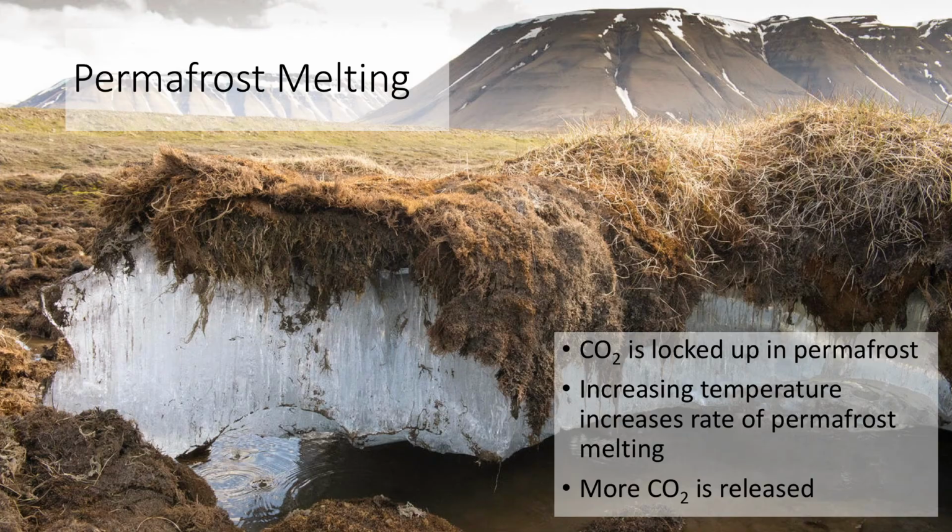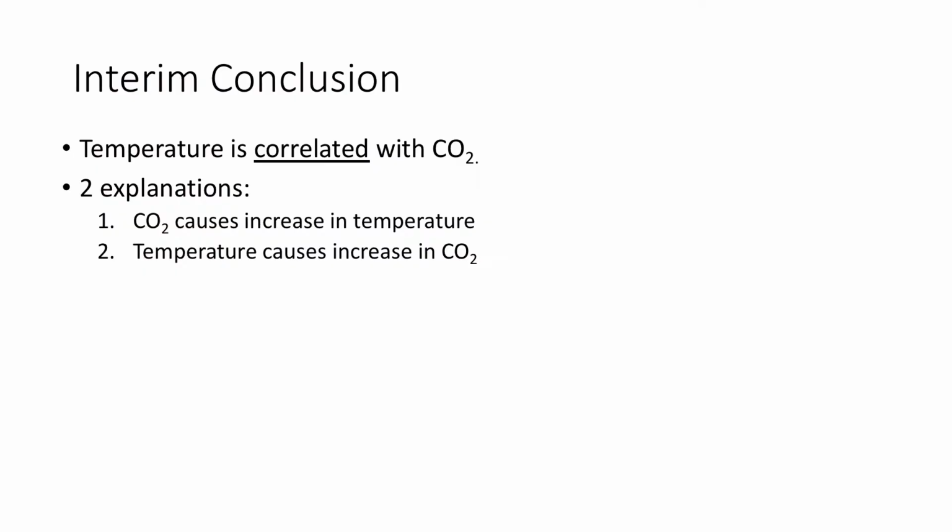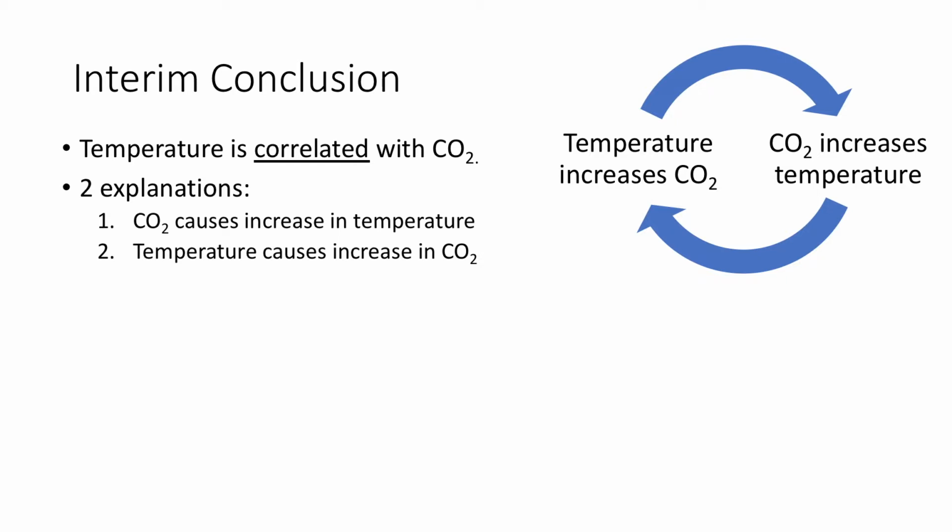But let's move on to the other possible mechanism, and this is the notion that increased temperature results in increased carbon dioxide concentration. Now, one example of this is permafrost melting. As temperature increases, the permafrost melts and releases carbon dioxide. So, yes, that mechanism exists as well. So carbon dioxide and temperature are correlated and there exist causal links for both explanations of this observation. This means that there's a feedback loop, which is really troubling. So our first interim conclusion is simple. We are screwed.